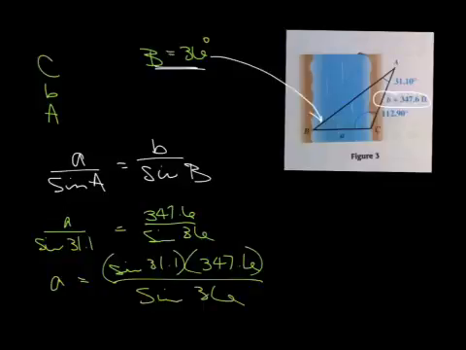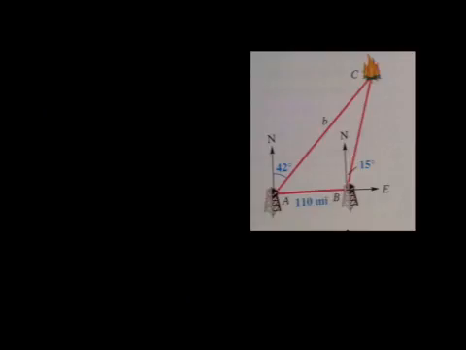Okay, so let's jump to example 3. Some of you have a little bit of a hard time using these bearing concepts, but let's give it a shot. Alright, we've got two ranger stations. They're on an east-west line, and they're 110 miles apart. A forest fire is located right up there, and it is on a bearing of north 42 degrees east.